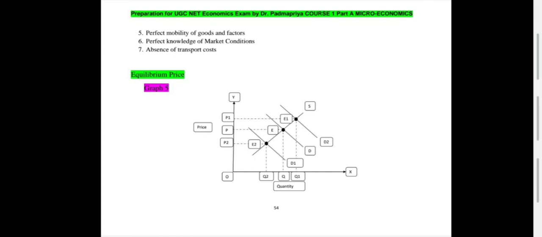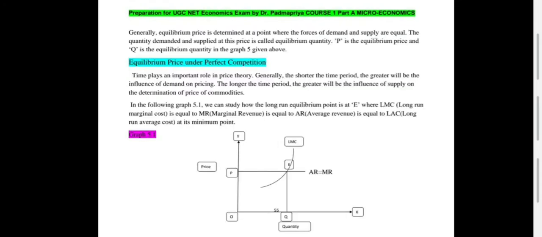Now in graph number 5 we find the normal equilibrium price, which can be determined when the forces of supply and demand intersect. Here E is the equilibrium, P is the price and Q is the quantity. Now we are going to study equilibrium price under perfect competition. Time plays a very important role in price theory. Generally, the shorter the time period, the greater will be the influence of demand on pricing. The longer the time period, the greater will be the influence of supply on the determination of prices of commodities.